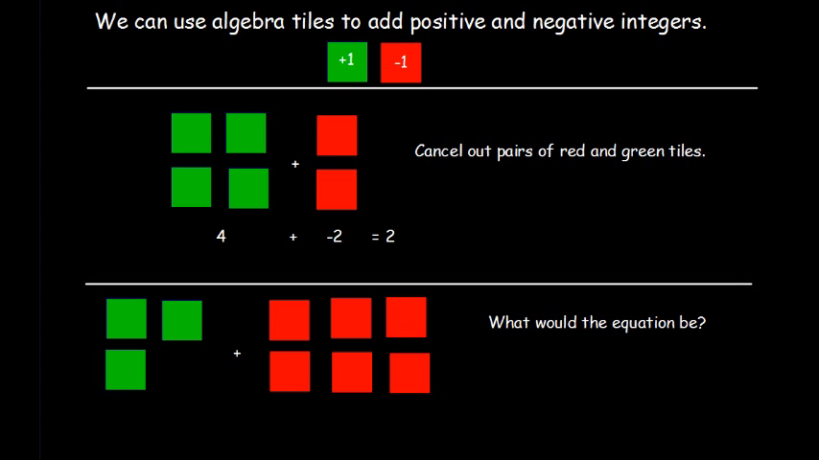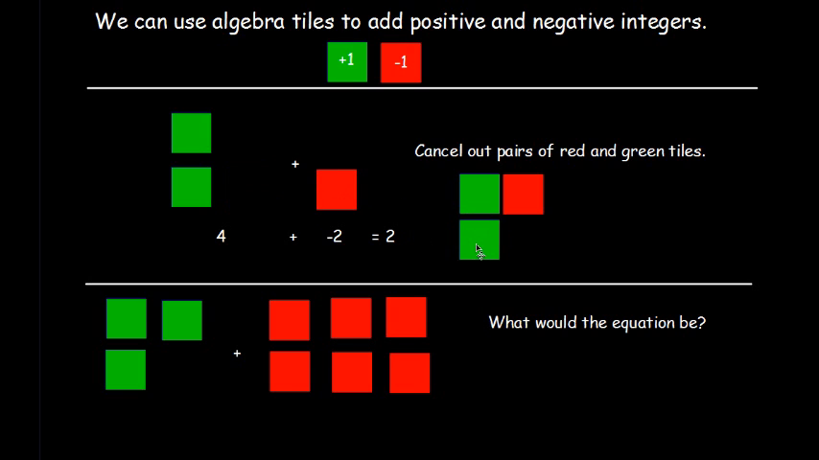Now, we can cancel out pairs. Since we have more positives than we have negatives, we can combine them to make something called a zero pair. When we have one positive and one negative, those cancel out and make a zero pair. We go until we only have one color left, and what we have left is 2 positives, so they're green. So 4 plus negative 2 equals 2. That's how we would do this with algebra tiles.